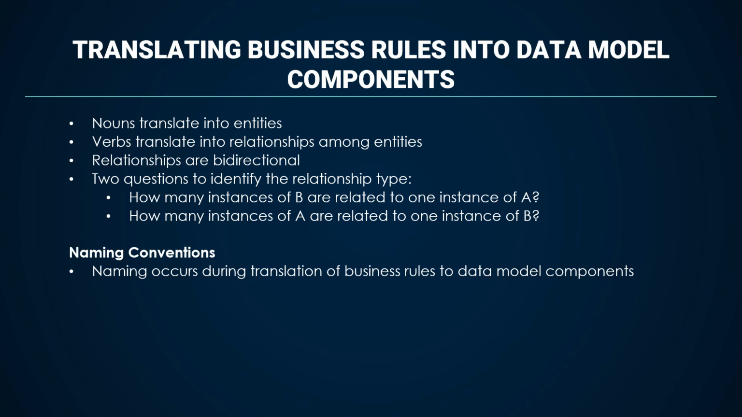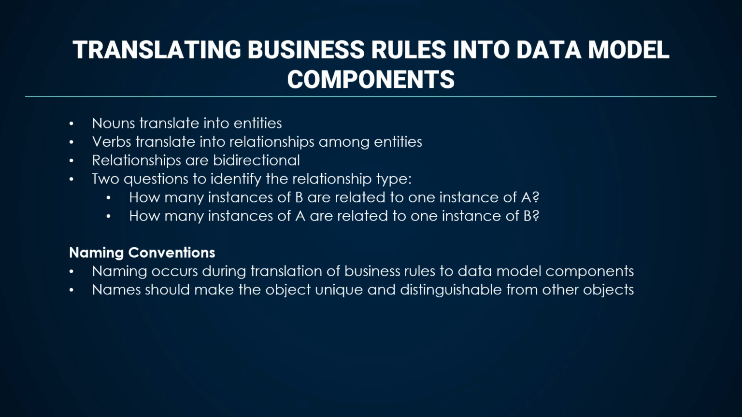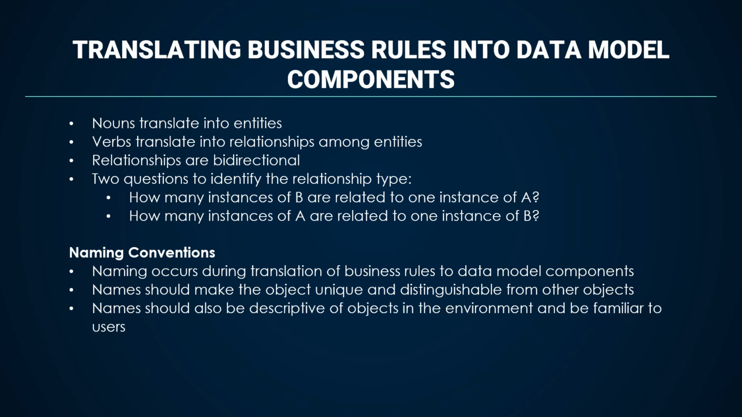Naming occurs during the translation of business rules to data model components. Names should make the object unique and distinguishable from other objects. Names should also be descriptive of objects in the environment and be familiar to users.